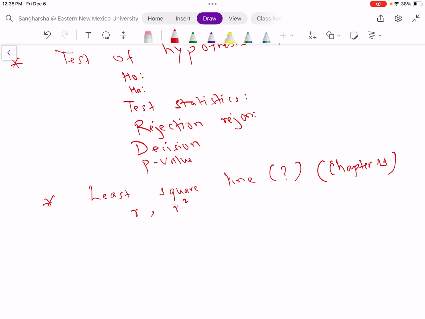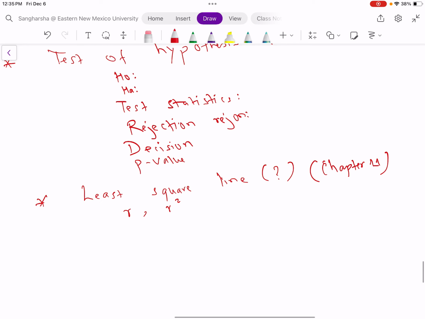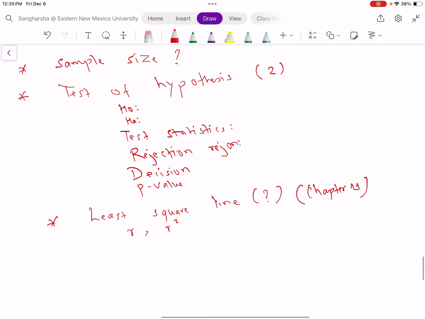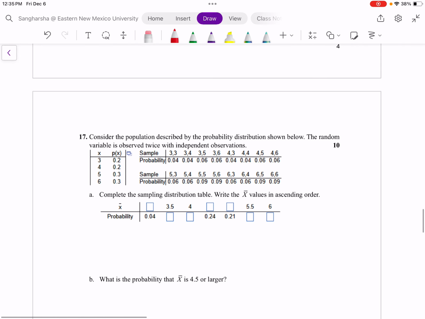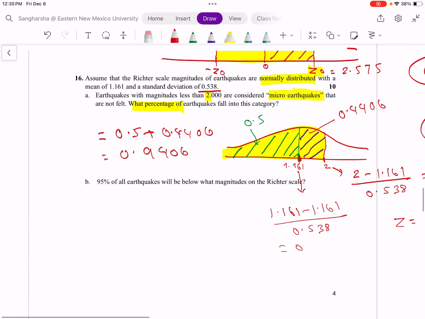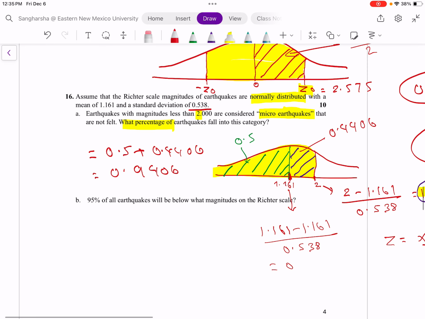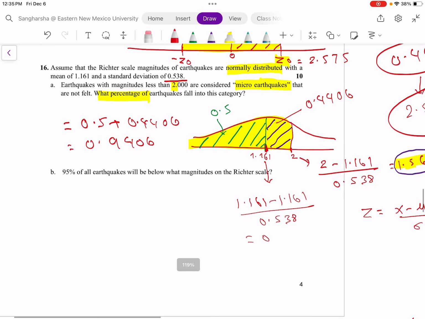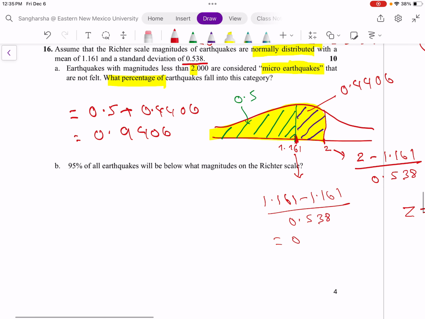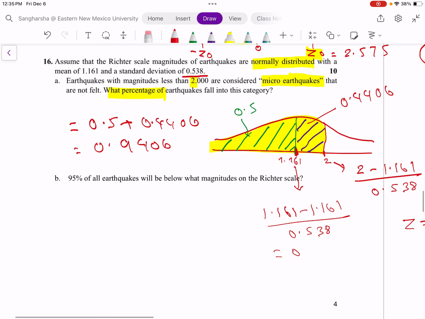Now, if you don't have any question, let's go back. We were at number 16. Did anyone complete part B for number 16? This is from our exam 3.